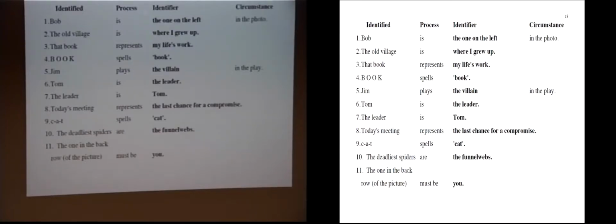So, Bob is the one on the left in the photo. The old village is where I grew up. That book represents my life's work. B-O-O-K spells book. Jim plays the villain in the play. Tom is the leader. The leader is Tom. Today's meeting represents the last chance for a compromise. C-A-T spells cat. The deadliest spiders are the funnel webs. The one in the back row of the picture must be you. So in this type, you can use pronouns. And you can use proper nouns, like Tom or you.